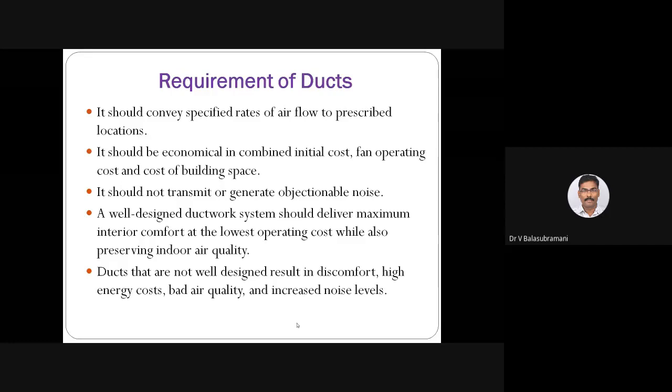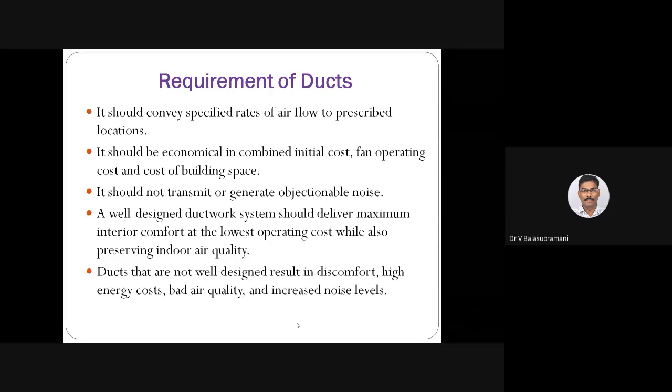It must not transmit or generate noise. That's very important. Otherwise, we have to use a damper also. A well-designed ductwork should deliver maximum interior comfort at the lowest operating cost, while also preserving indoor air quality. That's the need. Maximum interior comfort is our requirement. For that purpose only, we have to design a suitable duct.